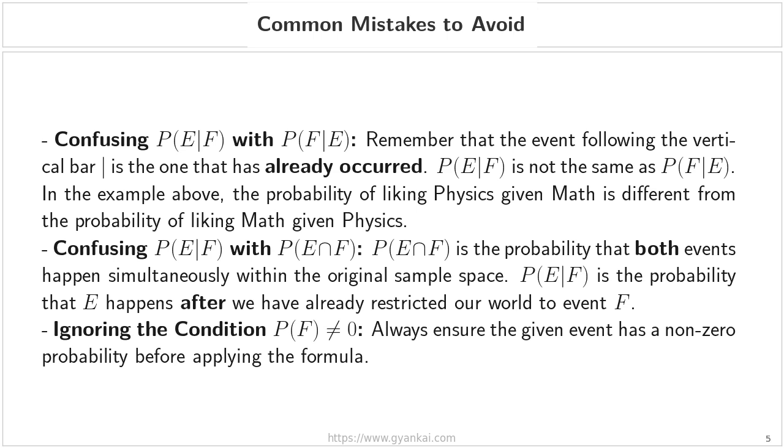Finally, never forget the mathematical requirement that the probability of F must not be equal to 0. As we mentioned during our derivation of the formula, if the probability of event F is 0, then event F cannot possibly occur. If the condition itself is impossible, the conditional probability becomes mathematically undefined.